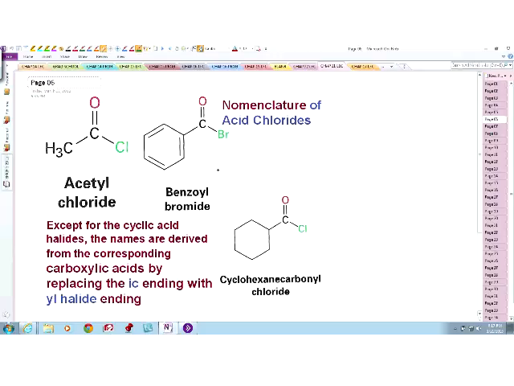With regard to nomenclature, the name of the acid chloride is derived from the name of the corresponding carboxylic acid. For example, you have this molecule here. We call this acetyl chloride. And how do we derive that? If you notice, the corresponding carboxylic acid will be this here, and that's acetic acid.